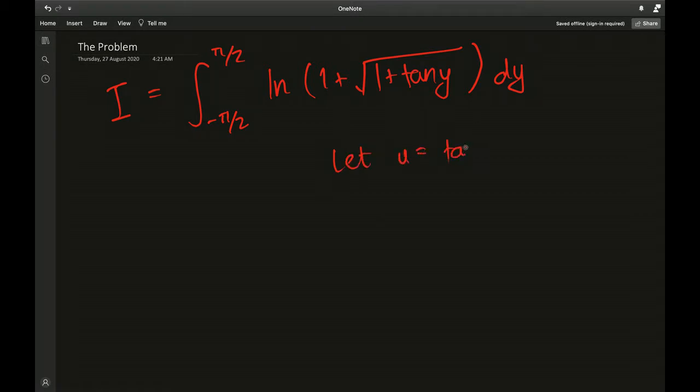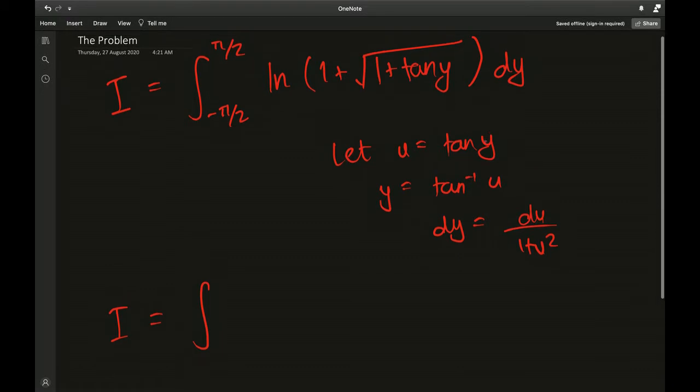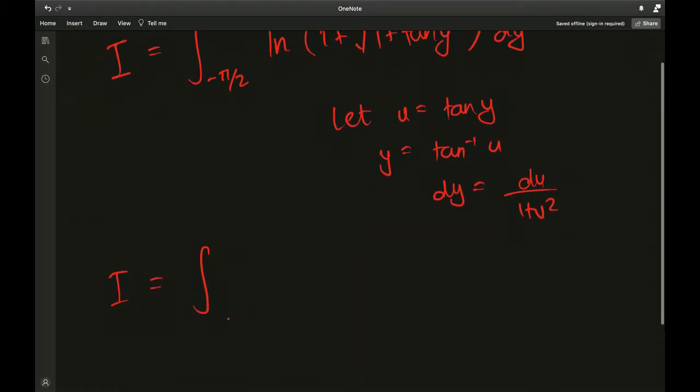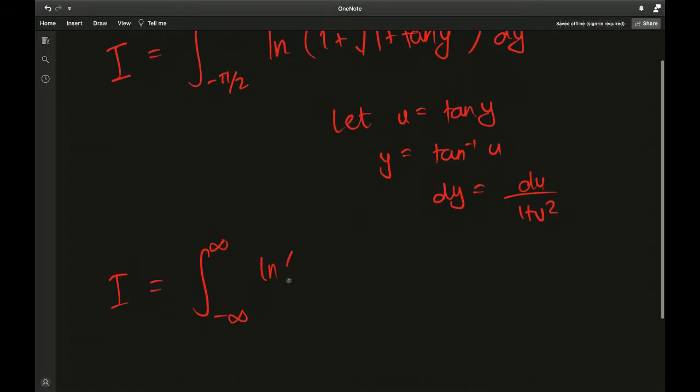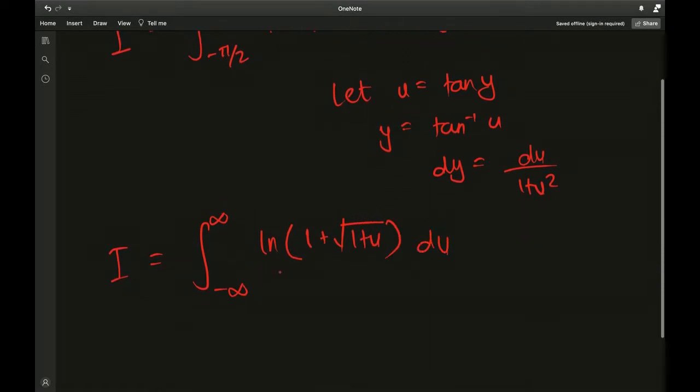Let u equal tan of y, such that y will be nothing but the inverse tangent of u. So dy will be du divided by 1 plus u squared. So I now becomes, when you have a tan of negative pi over 2, u is negative infinity, and for the positive case, positive infinity. Natural log of 1 plus square root of 1 plus u, dy will be du divided by 1 plus u squared.